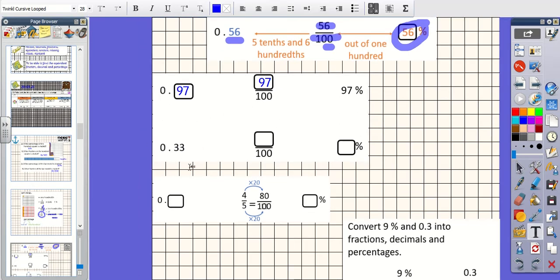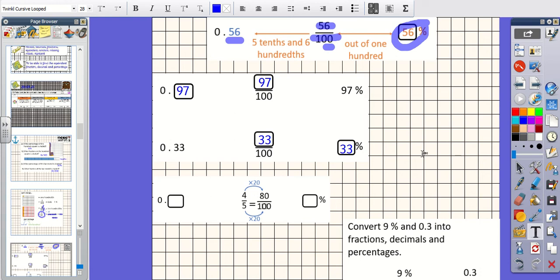Let's have a look at this next one then. Here we've started off with our decimal. So we know that we've got 0.33. We've got 3/10 and 3/100. So the last number's in the hundredths column, so we know that as a fraction, it's 33 out of 100. 33 out of 100 as a percentage is 33%. Okay, so it's nice and simple when the denominator is 100.